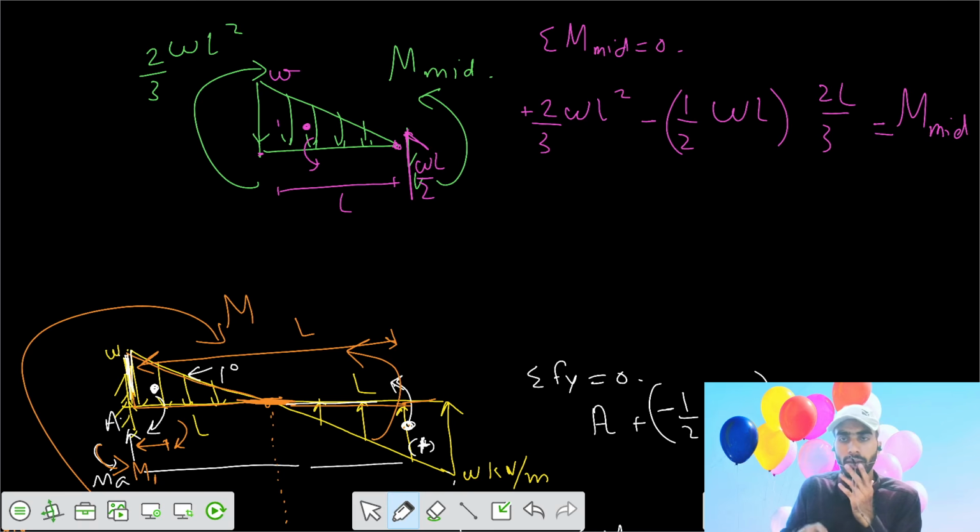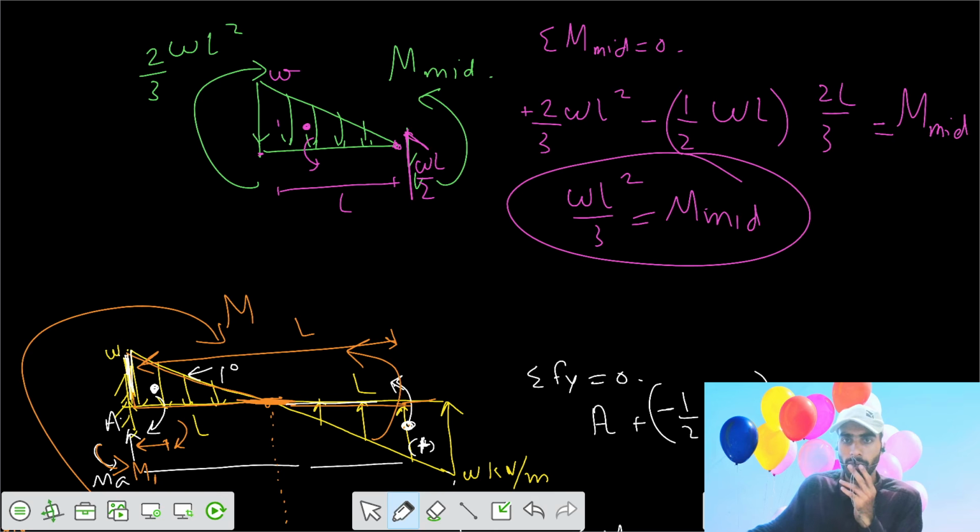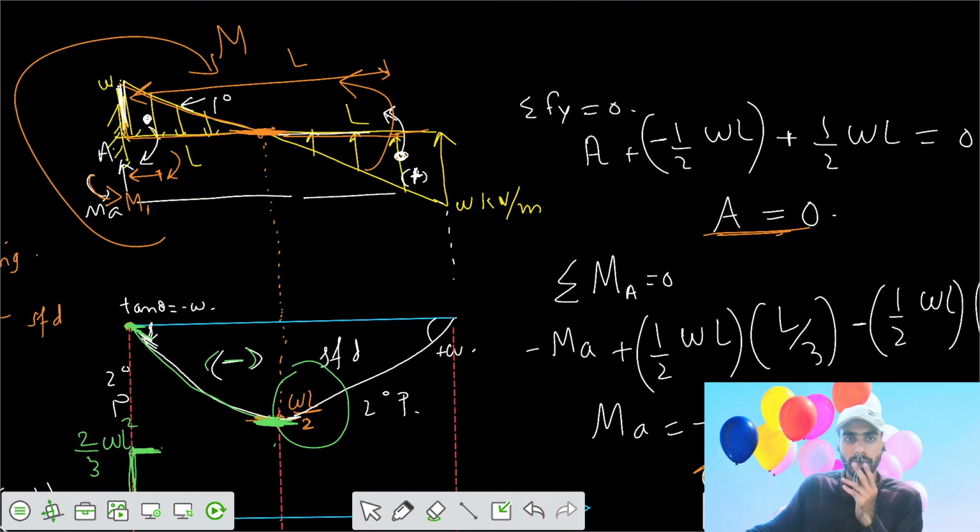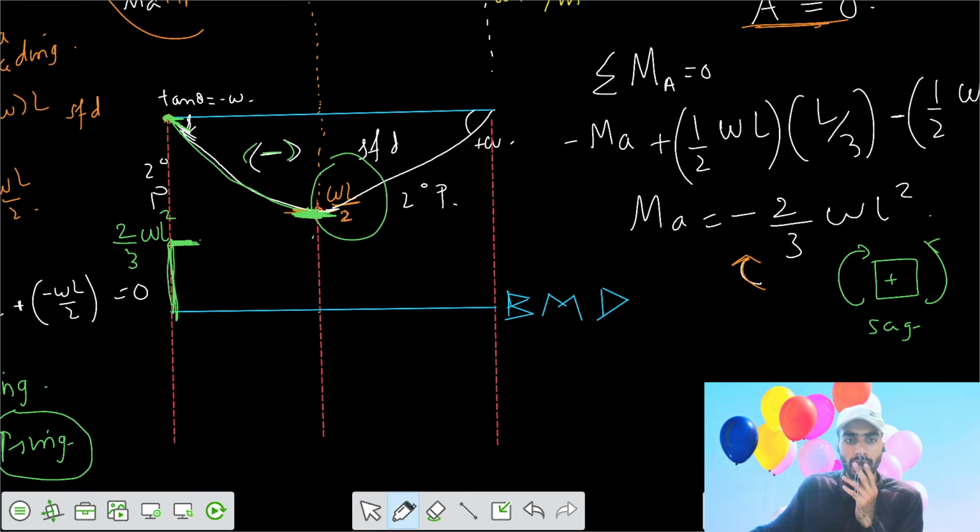So your final value of the moment at mid comes out to be 2/3 minus 1/3. That means a positive moment of WL squared by 3 is your moment at mid. Actually, initially there was a moment of 2/3, now you got 1/3. So you got WL squared by 3 as the BMD value.